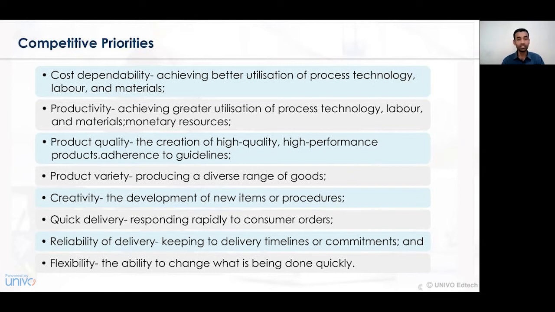The product quality. Quality plays an utmost important role, wherein if the quality deteriorates, then accordingly your number of sales also starts decreasing, and hence the customer may switch from your product to the competitor's product, and hence the creation of high quality and high performance products is required or needs to be maintained.